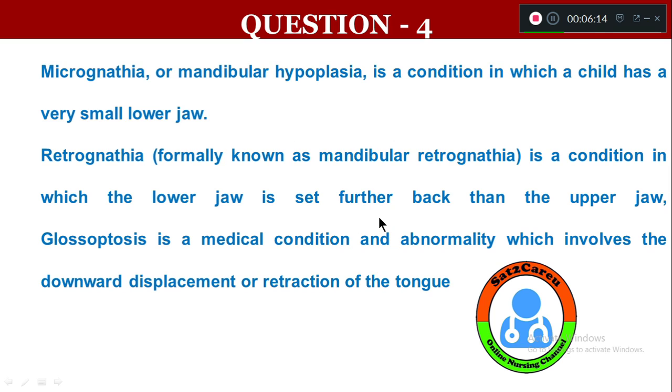It goes further back, so it is going further back than the upper jaw. Glossoptosis is a medical condition and it is an abnormality involving the downward displacement and retraction of the tongue. Glosso means tongue, so it is a problem related to the tongue. So here the answer is micrognathia, which means very small lower jaw.